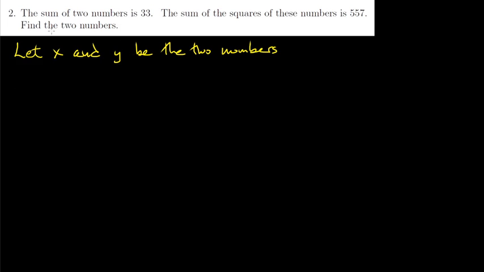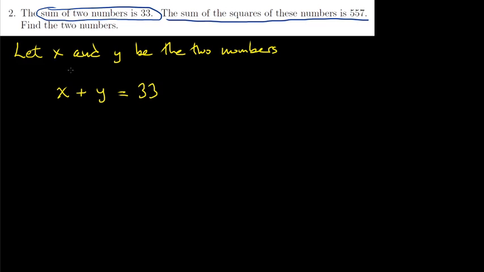So what do we know about these two numbers? Well, we know that the sum of these two numbers is 33. What does that mean? Sum means adding, right? So when you add the two numbers, x plus y, you should get 33. Right? And there's one equation, but that's not enough, right? Because there's a lot of numbers that add up to 33. But we also know that the sum of the squares of these numbers is 557.